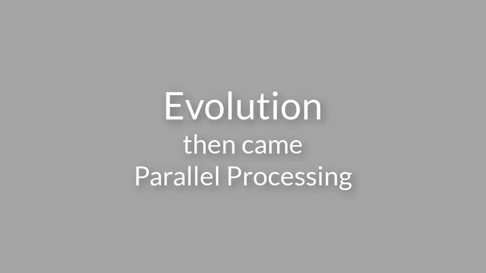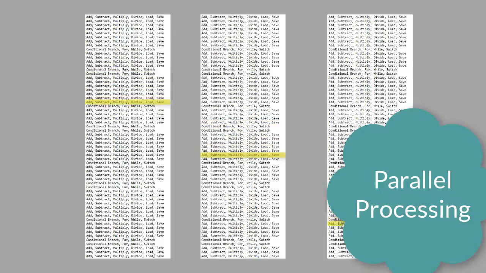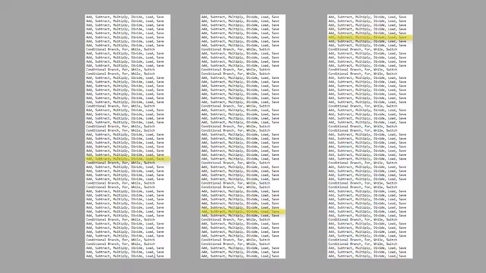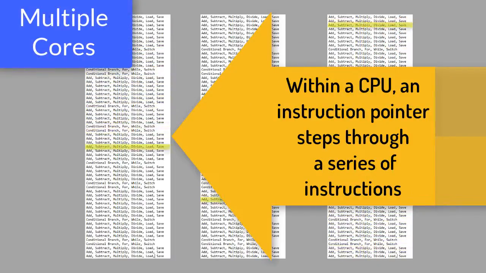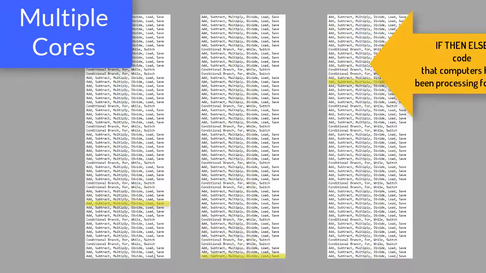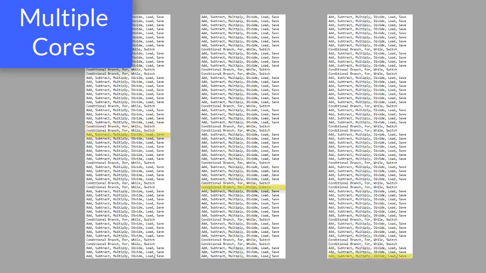Demands for more and more processing pushed for reduced cycle times, that, in turn, increased heat dissipation. This drove the development of parallel processing. With parallel processing, multiple CPU cores are used. Programs were broken into parts that could be processed in parallel. And what do you end up with in parallel processing? Well, you have multiple CPU cores, each with its own instruction pointer, stepping sequentially through its encoded instructions, processing the same old if-then-else logic. It's just that you have multiple CPUs doing the same thing that computers have been doing for years.